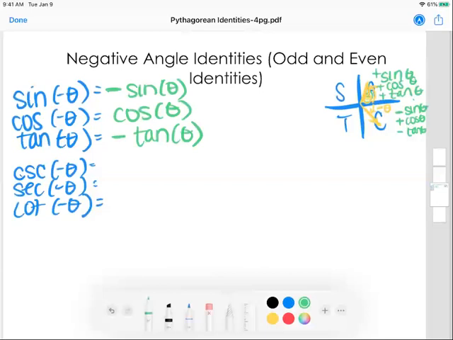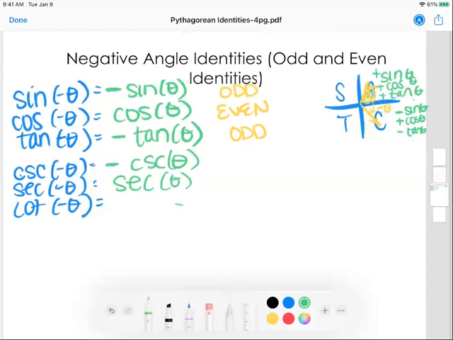Right? And we can describe these as being odd or even. So sine is an odd function, cosine is an even function, and tangent is odd. We'll learn more about that next year. All right, so then we can also figure out our reciprocal identities because they behave just the same as the others. So cosecant behaves like sine, so it's going to be a negative cosecant of theta. And I'm using parentheses because the negative's out there. Secant of negative theta is secant of theta, and cotangent of negative theta is negative cotangent of theta.